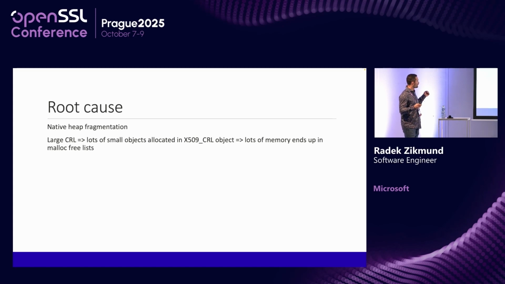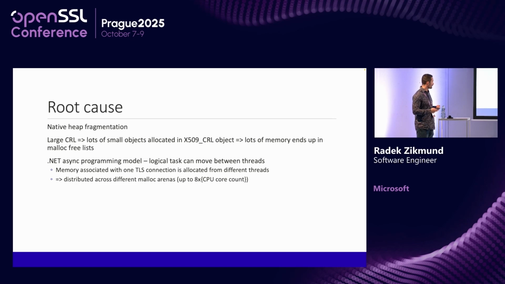So the few things that have to combine to trigger this are that lots of small objects are being allocated, which is what happens when you parse large certificate revocation lists. I think if you parse a 10 megabyte certificate revocation list, it will allocate something like, I don't know, an order of magnitude more, 400 megabytes. However, if you do it repeatedly, the memory keeps accumulating in those free lists.